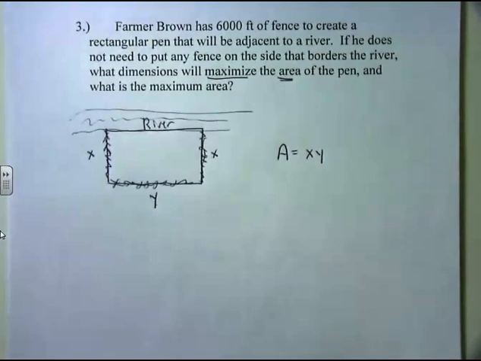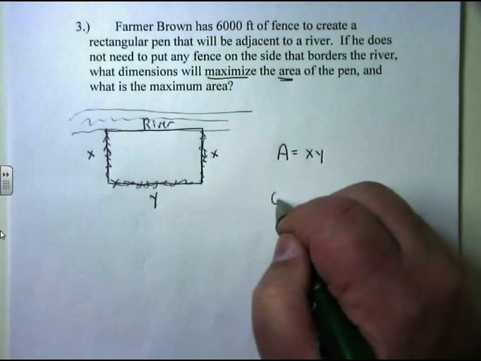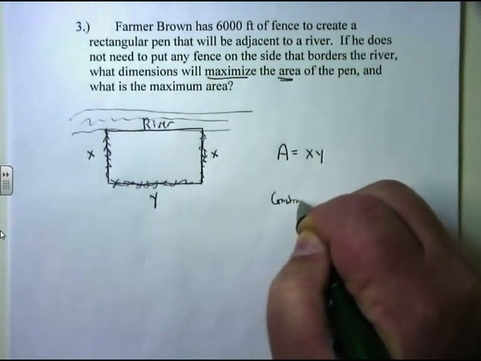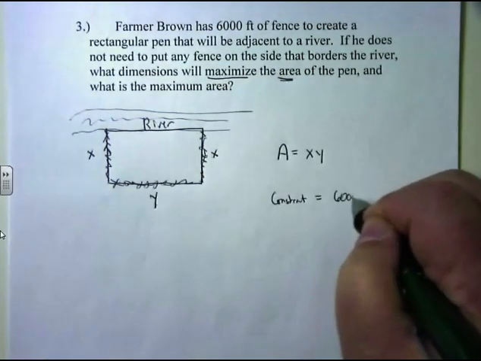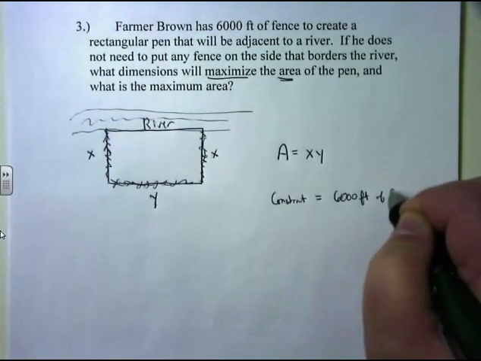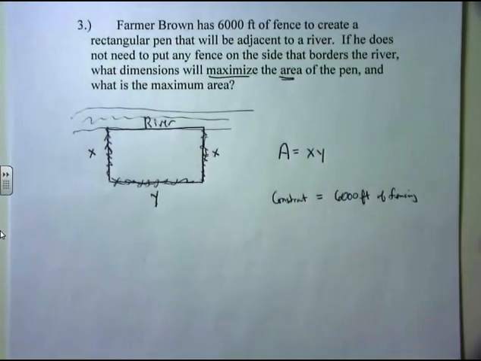The problem is it's too many variables. I only want this in terms of one variable. So the next step I have to do is come up with the constraint equation. My constraint is the fact that they gave us 6,000 feet of fencing. We've got 6,000 feet of fencing.